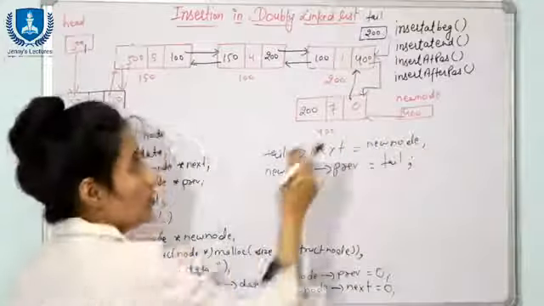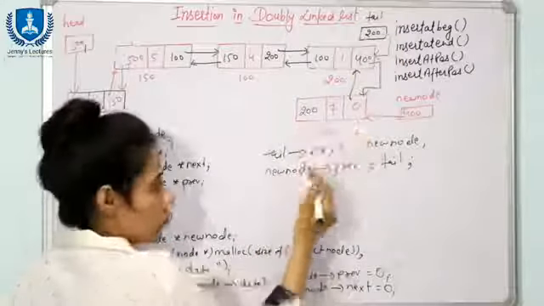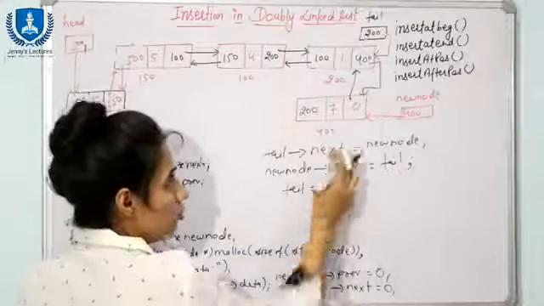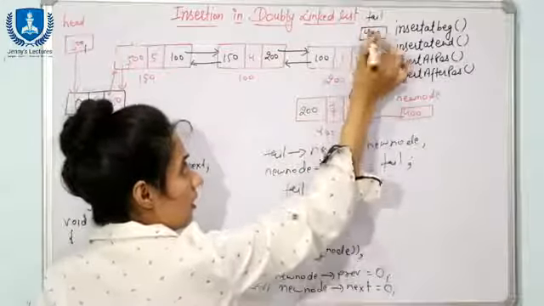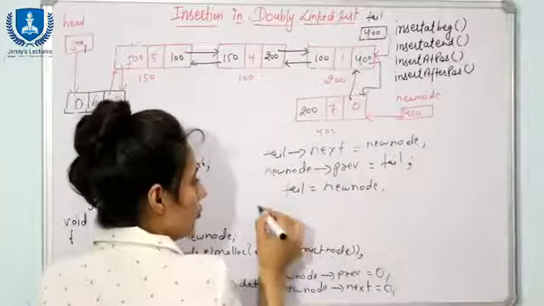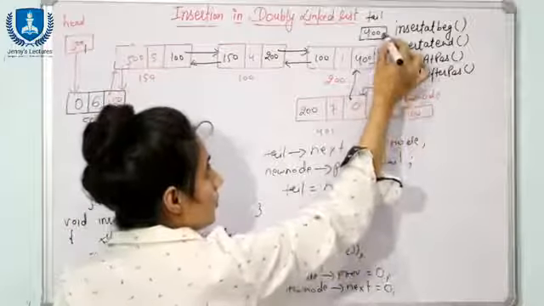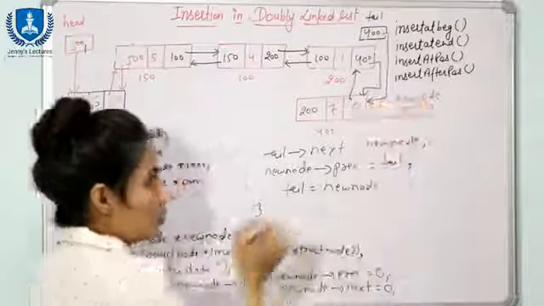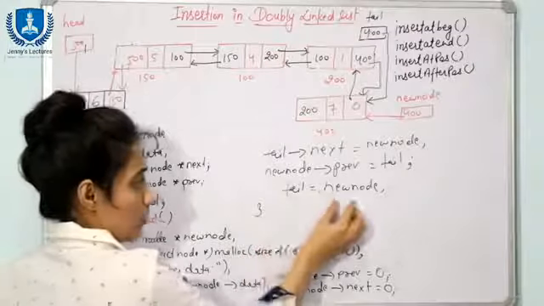One more thing. You have to update this tail also, because the last node is now this one. So in tail you should store this address, 400. From where can I get 400? From the new node. So here I can write new node. So now tail is pointing to this node, right? And this is done: tail is equal to new node.